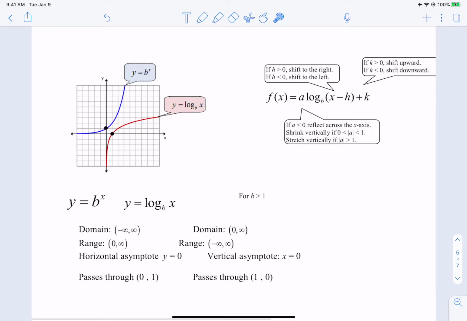And look at the point. This one had a point of (0, 1), so this one has a point of (1, 0). So they are complete inverses of one another. All the x's became y's and y's became x's. And so that's just kind of how their graphs are related.